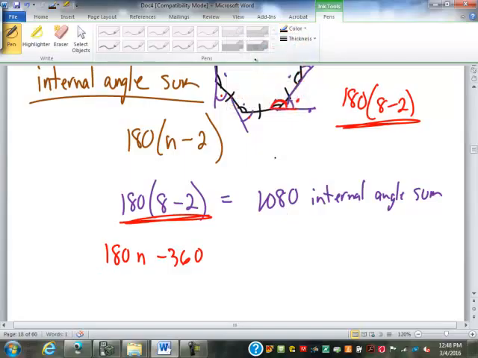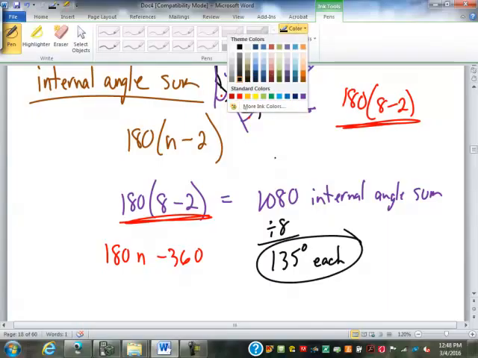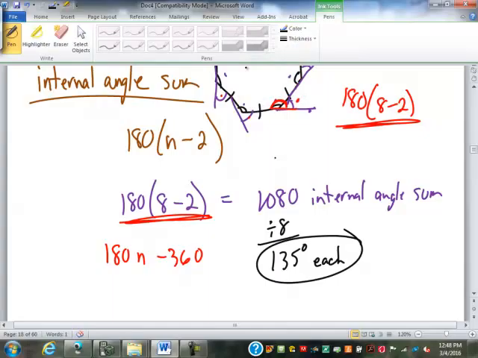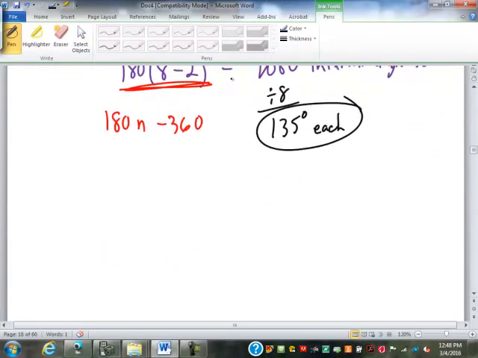So now, of course, that is the internal angle sum. So what does that mean for each of those angles? Well, I have to divide that by 8, which is 135 degrees for each angle. So now here's the question. If I have an octagon where every internal angle is 135 degrees, does that mean it has to be a regular octagon?